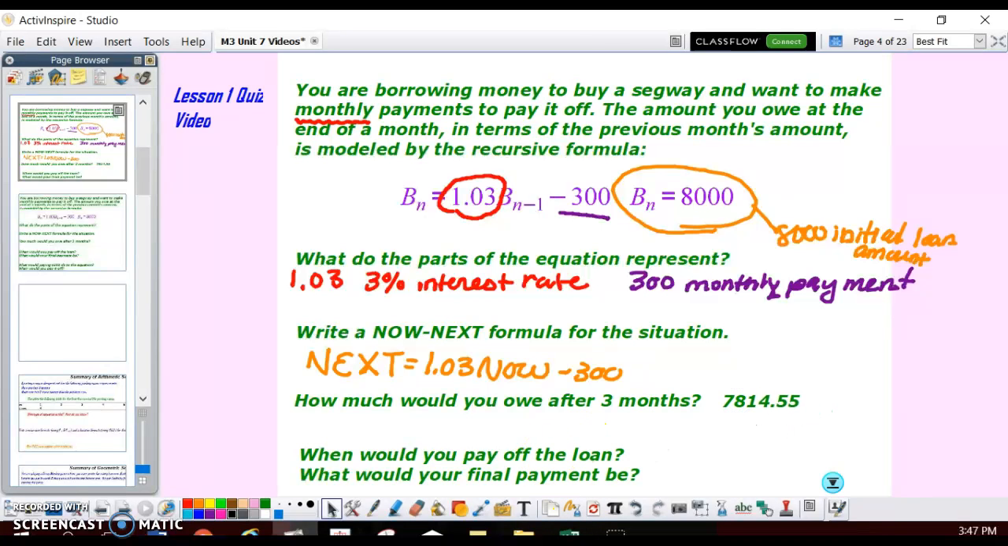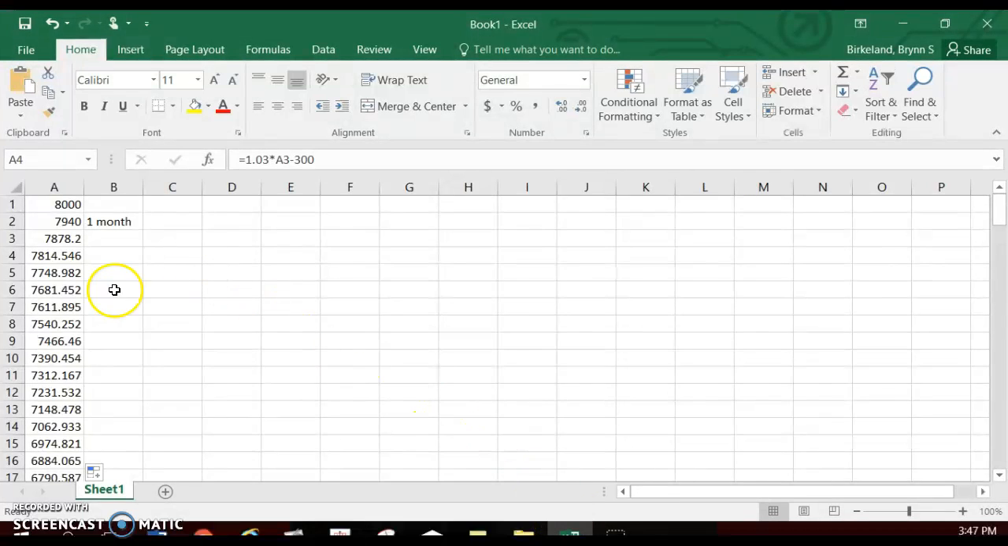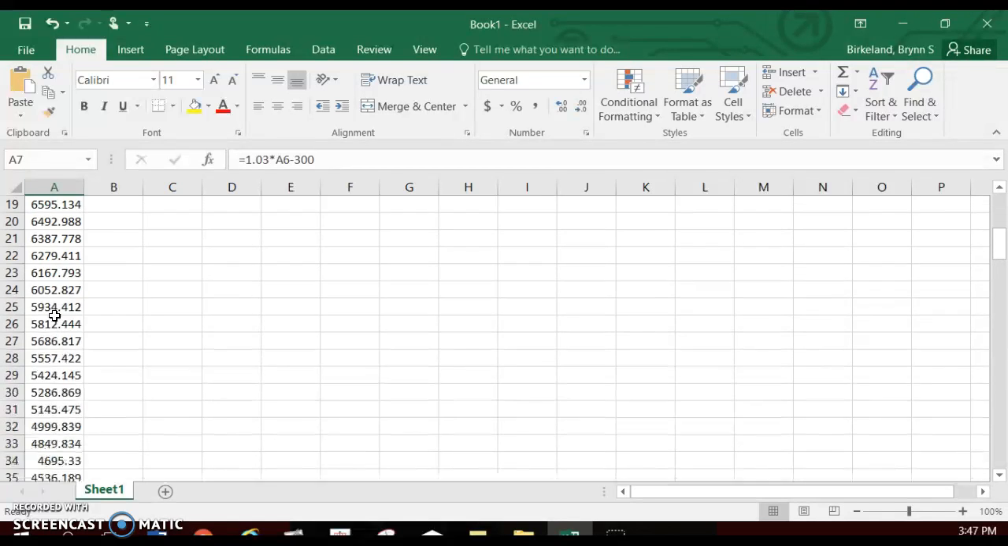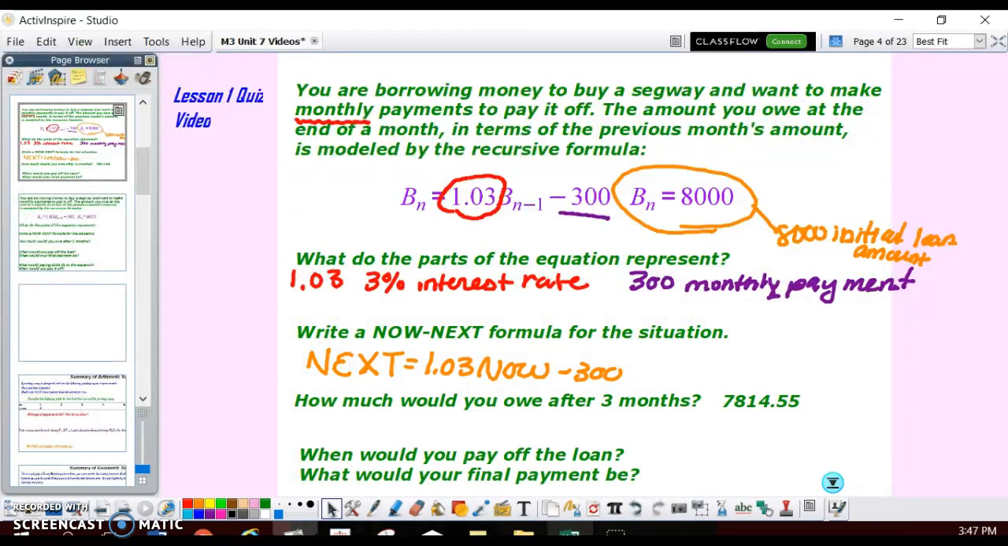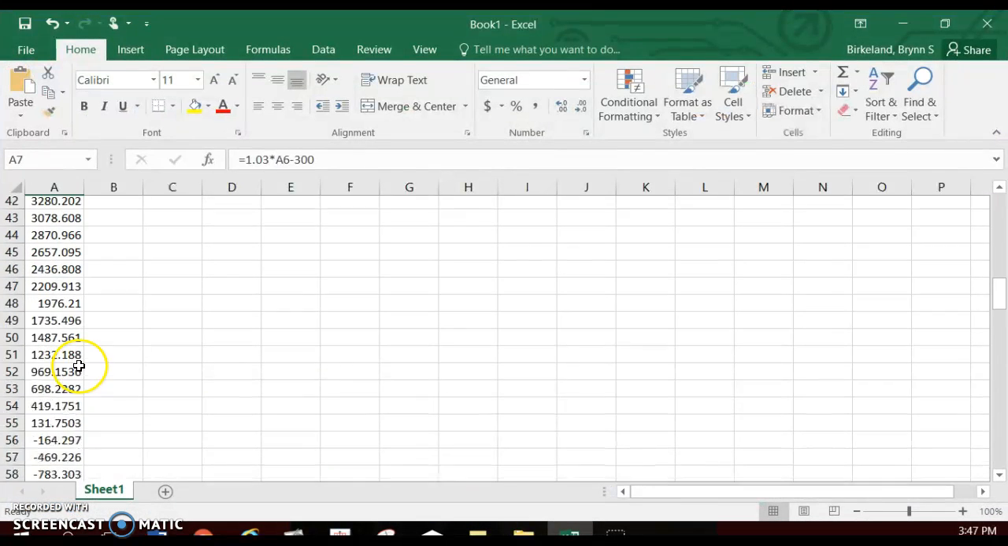And when will I pay off the loan? This is why I wanted Excel. It's way easier to look. If you're using a calculator, you have a hard time keeping track of what month you're on when you're just hitting enter. So if I go down here to when I've paid off the loan, it asks when would I pay off the loan? What month would it be?